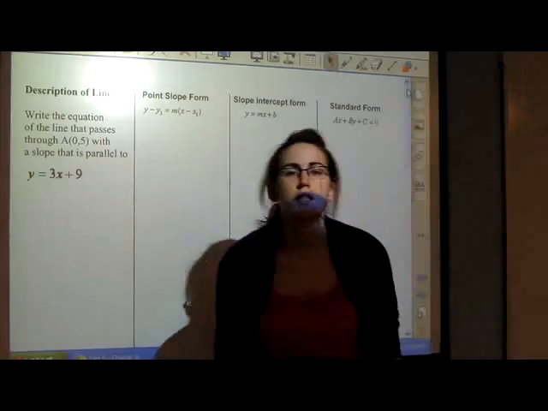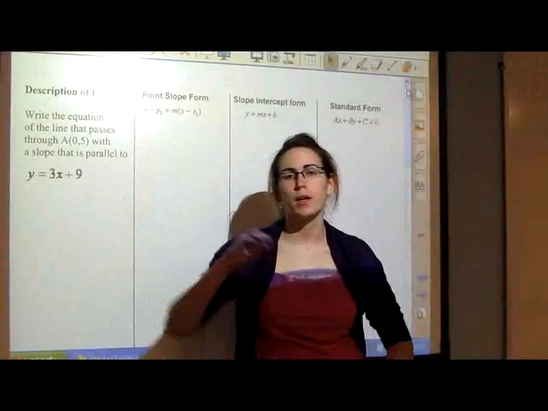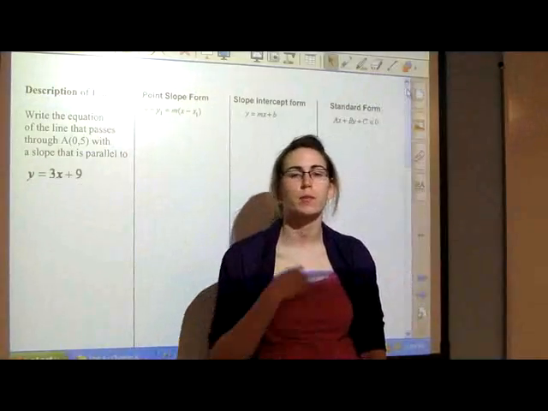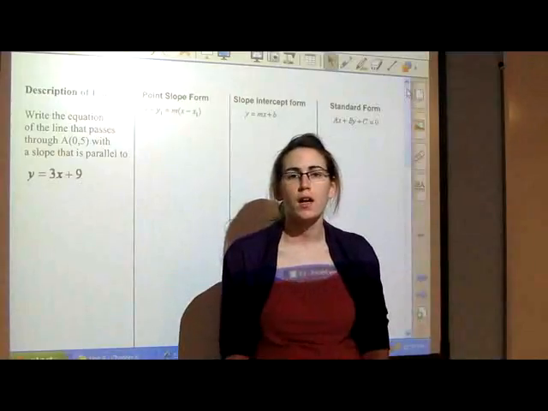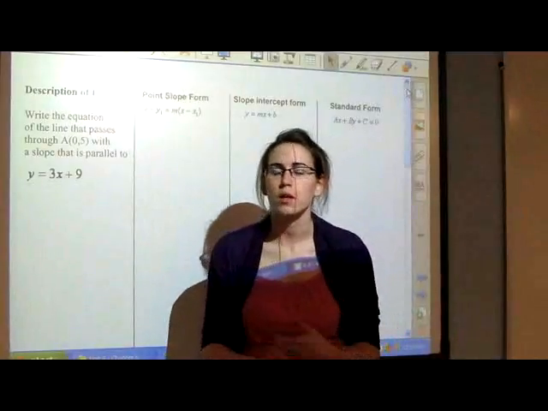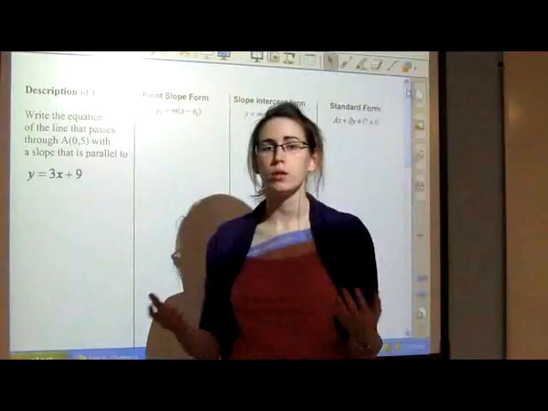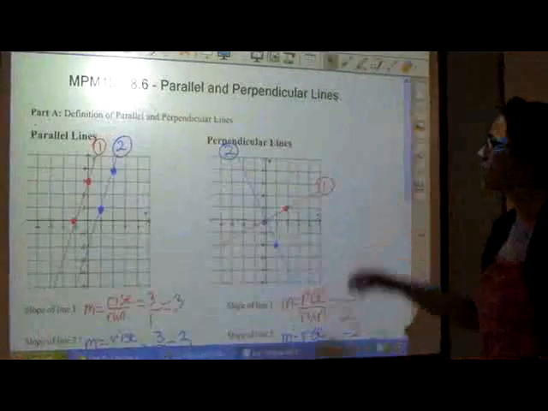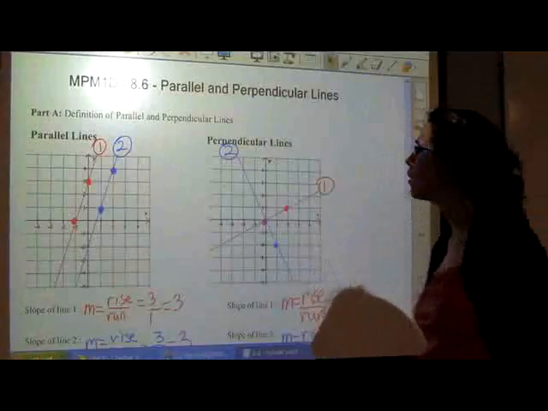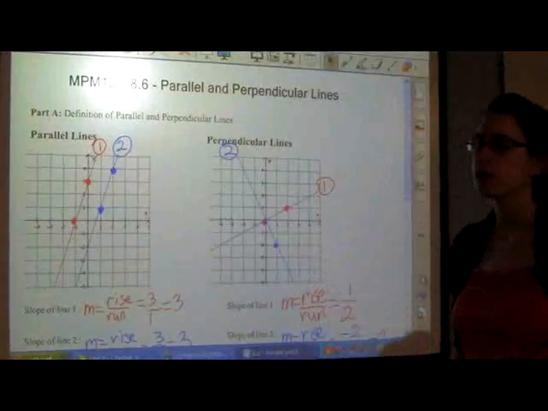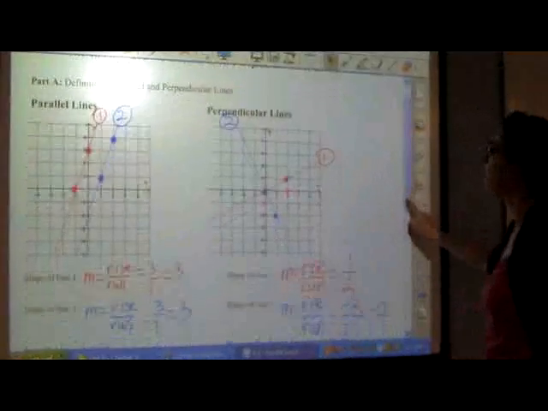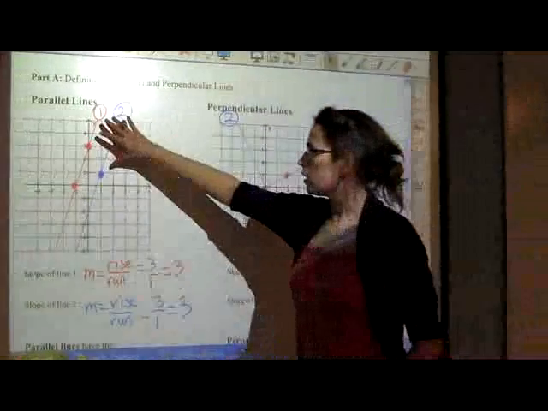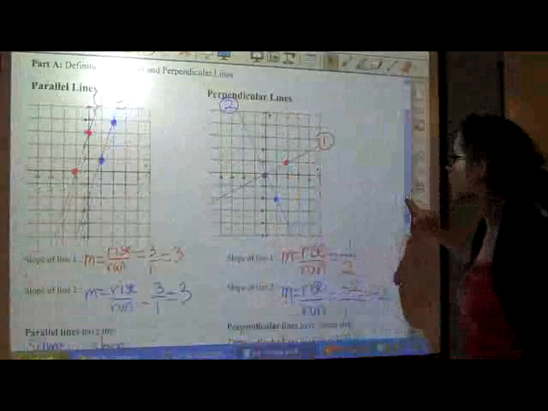Hey folks, in today's lesson we're just going to be finishing off talking about parallel and perpendicular lines. We're going to be talking about what their slopes are, and using those slopes and a point to make ourselves an equation. So thinking back to a few days ago, we'll be working on the back side of the sheet that we were doing yesterday, 8.6, parallel and perpendicular lines.